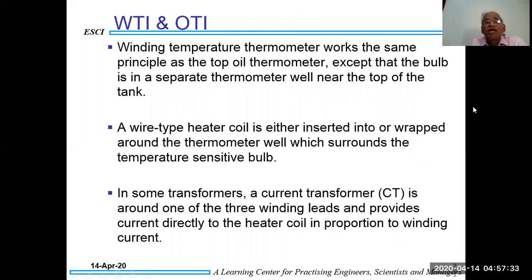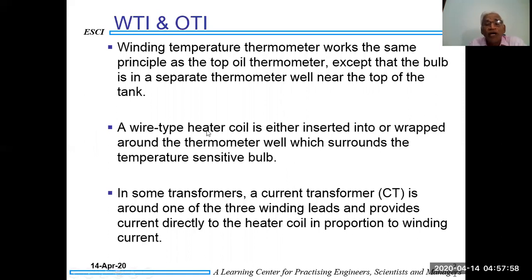WTI, the winding temperature indicator thermometer, works on the same principle as the top oil thermometer, except that the bulb is in a separate thermal well near the top of the tank. A wire type heater coil is either inserted into or wrapped around the thermometer well, which surrounds the temperature sensitive bulb. So what is the difference between OTI and WTI? This is what we have here.